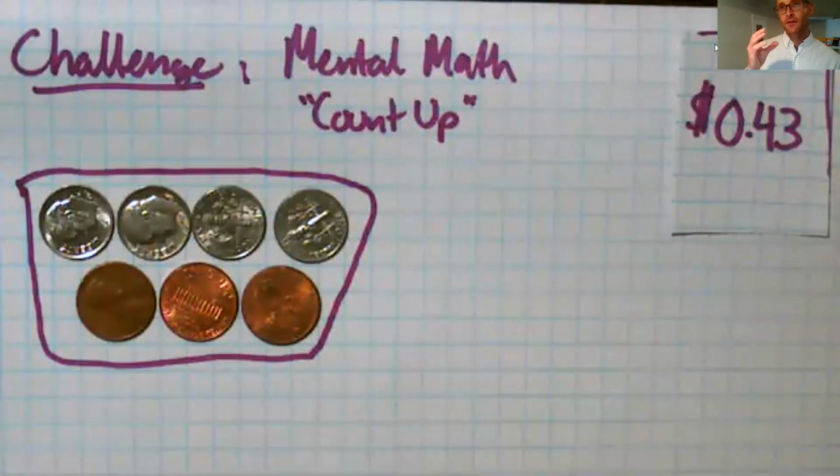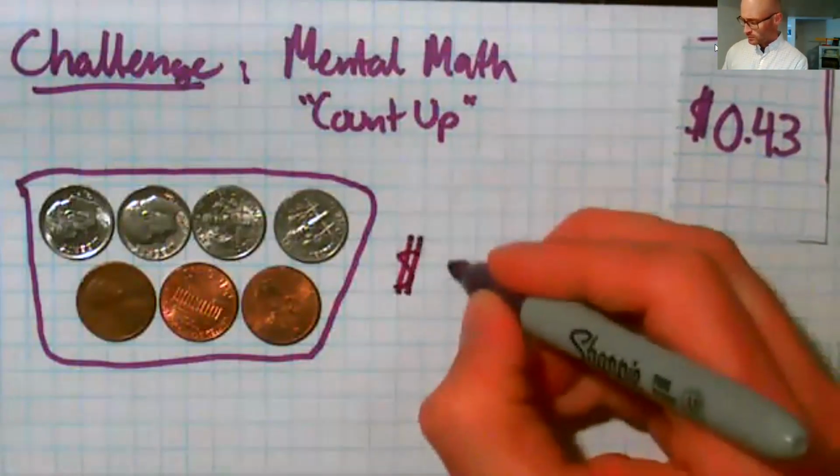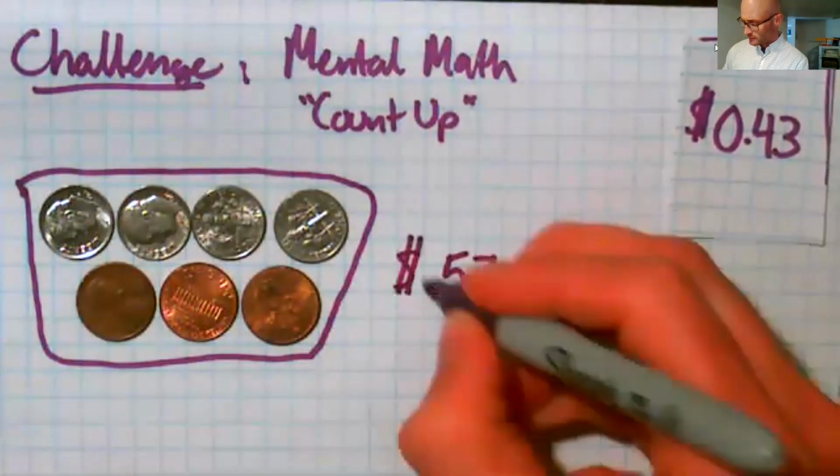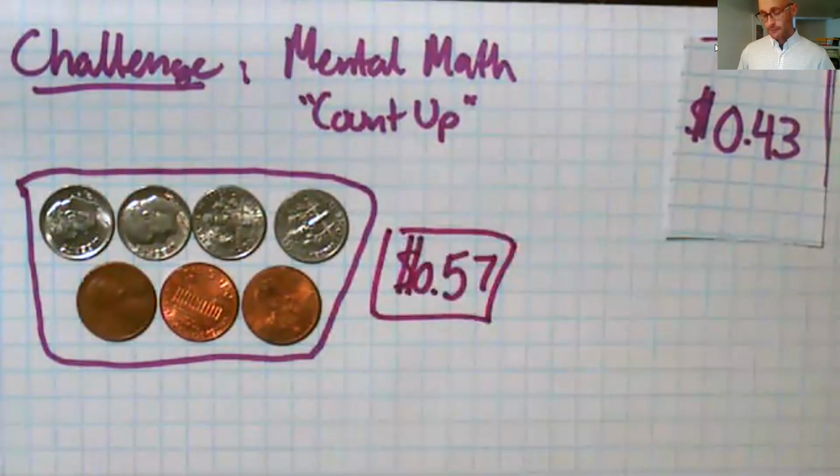And then if I have 50 cents, how many more cents would get me to $1? Well, 50 extra, so 50 and 50 make $1. That's one of those doubles facts that I know. 50 and 50 make $1. That means I think the correct answer for change would be 57 cents.